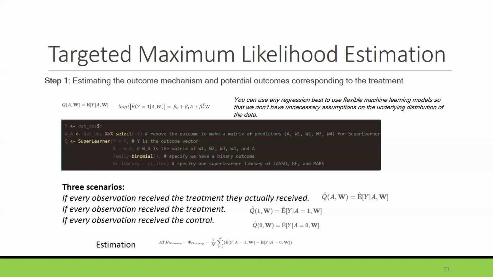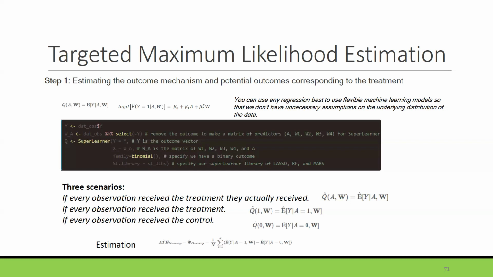One, it checks, had every observation received the treatment. That means it computes the probability, the propensity score, for all individuals. If every observation received the treatment, they actually received it. That is an assumption. If we assume those who received the treatment have actually received it, sometimes it's not the case.